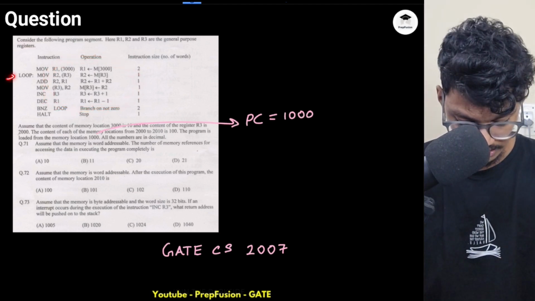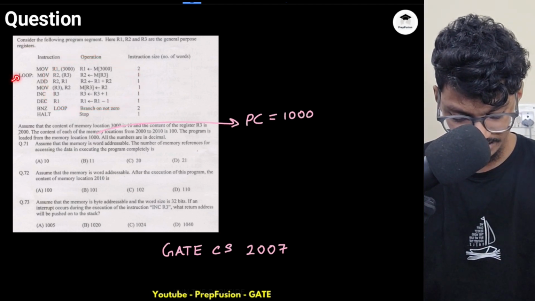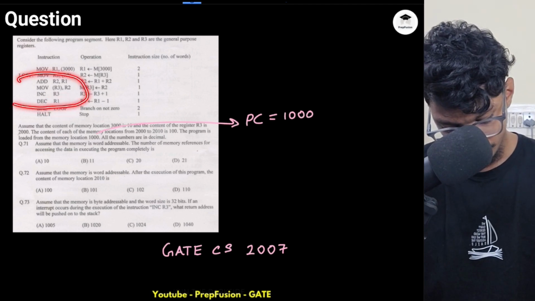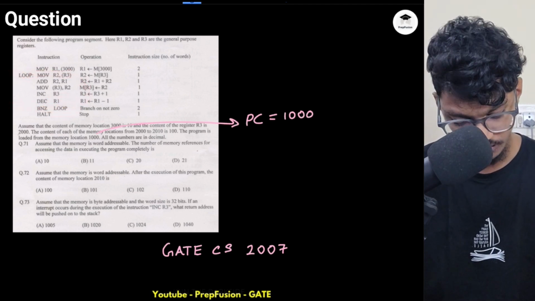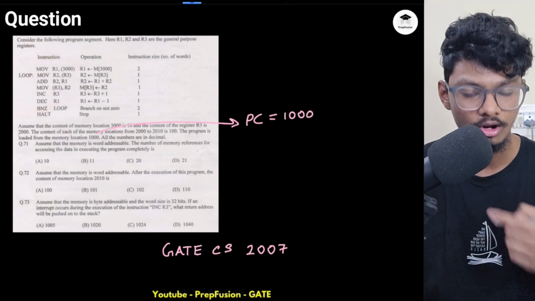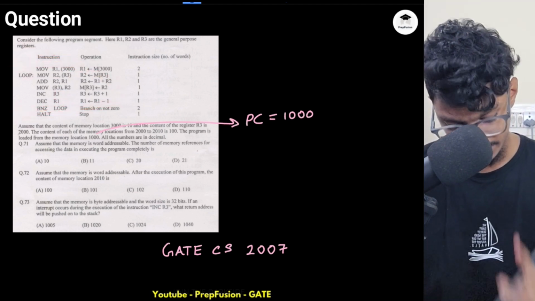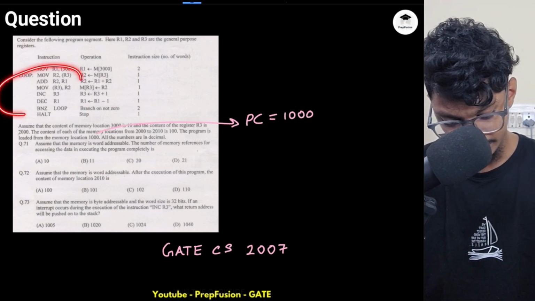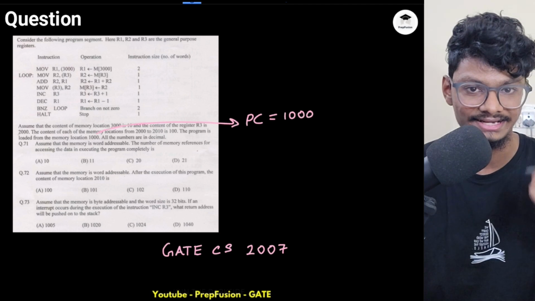So I observe there is a loop here. And where does this loop end? This loop ends here, right? So how many times will we loop? That I have to figure out. That is one thing. And another thing is, in this whole loop, how many times am I accessing the memory?